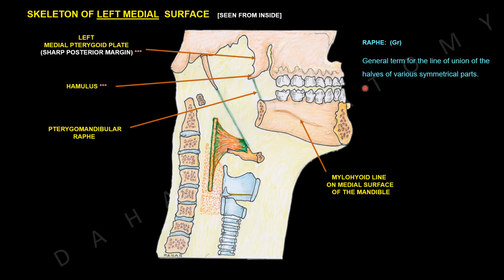To make it simple, anterior to the raphe there is one muscle, and posterior, there is another muscle. Fibers of these two muscles will meet along this line, which we call the raphe. So now this is the pterygomandibular raphe.